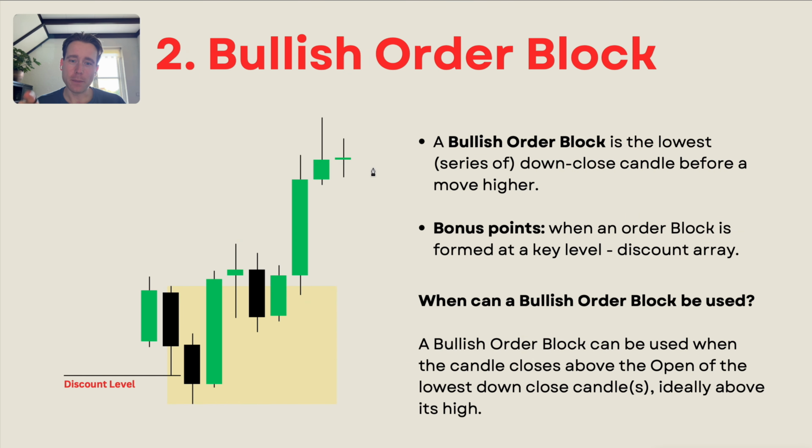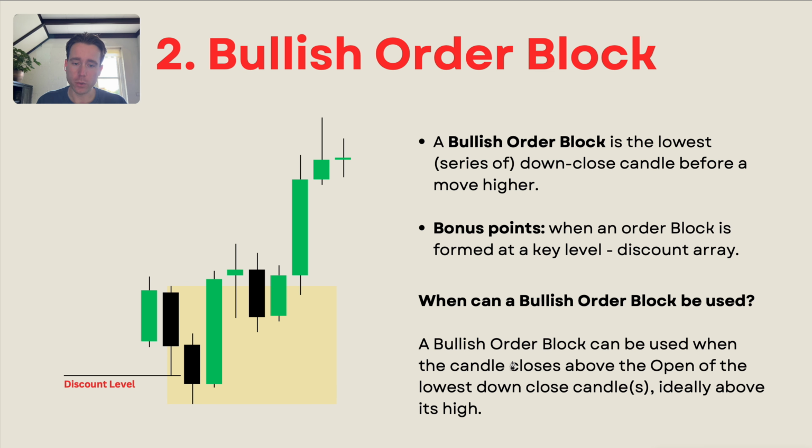Now, what is a bullish order block? A bullish order block is the lowest series of down close candles before a move higher. And bonus points is when an order block is formed at a key level. So right here, you have a discount level. That can be a bullish order block. That can be an old low, a bullish fair value gap, bullish breaker. And when you create the order block from there, so you have down close candles.